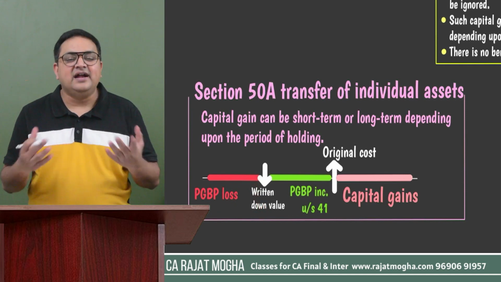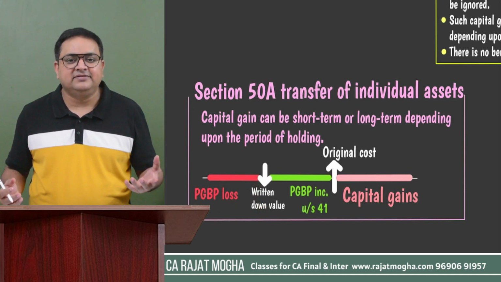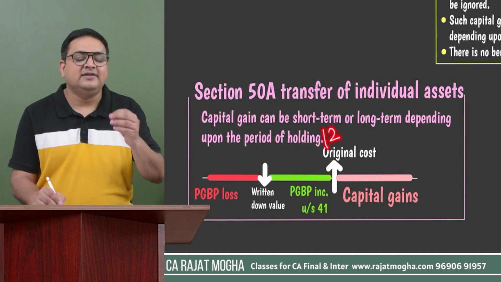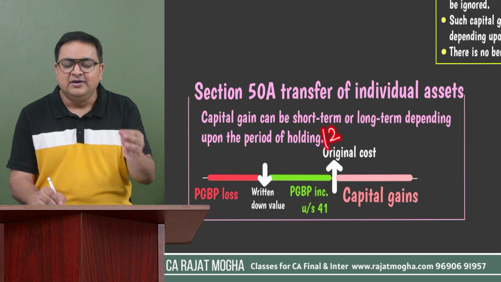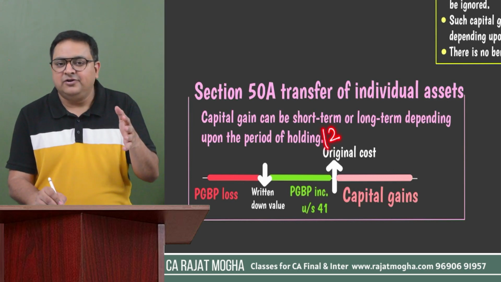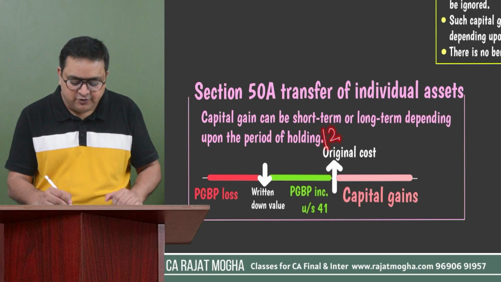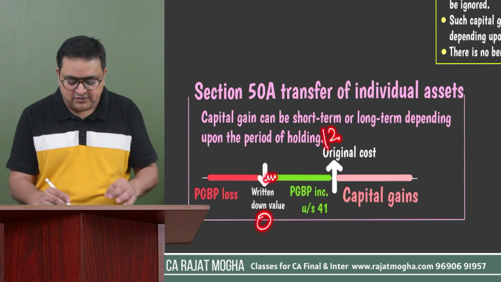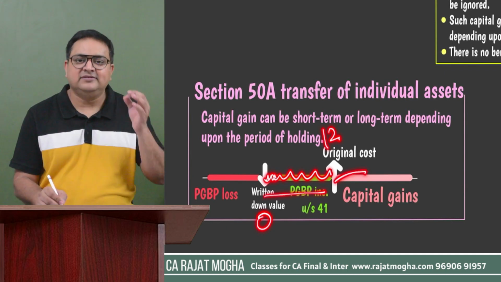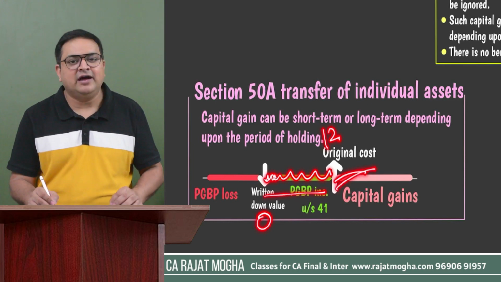So let's say it is a scientific research asset, and you have purchased it for 12 lakh. In scientific research, you claim 100% deduction. So you must have claimed 100% of 12 lakh, that is 12 lakh. So the WDV is 0. If you sell it for any amount between 0 and 12 lakh, it would be PGBP. Up to 12 lakh is PGBP. Over and above 12 lakh would be the capital gain.